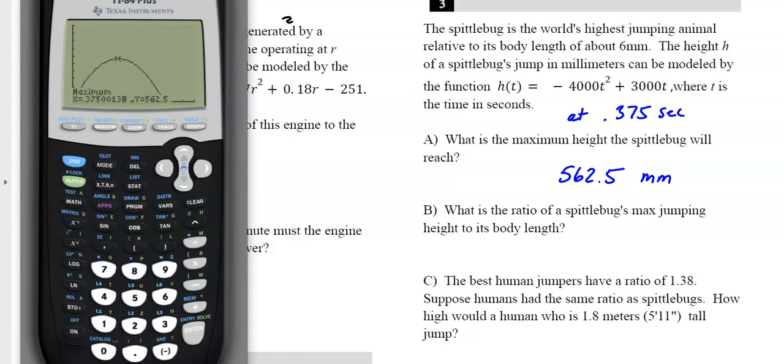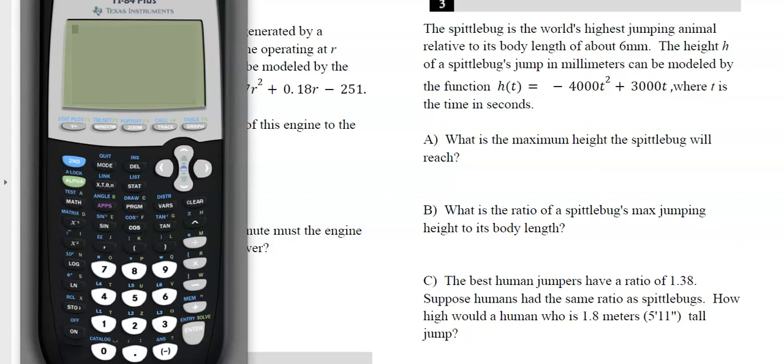What is the ratio of the spittlebug's max jumping height to its body length? So a ratio is a fraction, or you kind of do like a dot dot. I'm going to do a fraction. The max jumping height, all right, so 562.5, compared to its body length, that goes in the bottom, which it said the body length was 6. So when I ratio that out, and I divide that, 562.5 divided by 6.